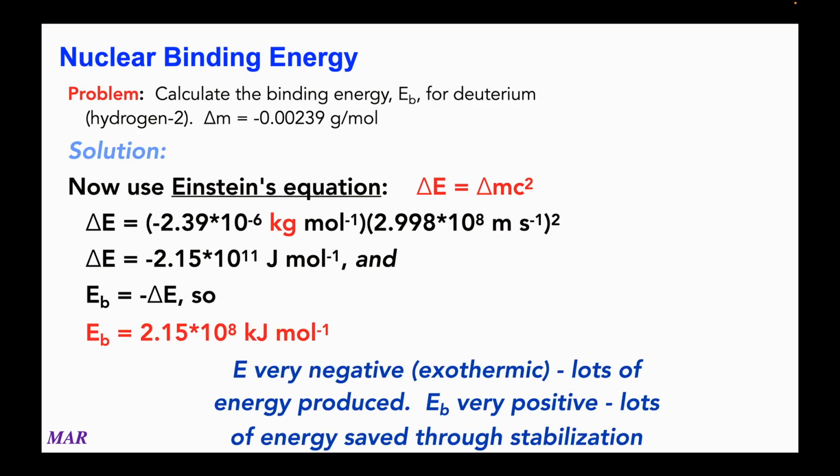The binding energy is defined as the opposite of the energy change. So basically, you want to turn that negative into a positive, and you end up in kilojoules with a value which is 2.15 times 10 to the 8th kilojoules per mole. And that's just a crazy amount of energy. While a lot of the other things we were looking at were, say, 10 to the 3rd kilojoules per mole, this is 10 to the 8th kilojoules per mole. With the positive version like that, they feel that's the energy saved through stabilization of the strong nuclear force. So it's a pretty massive effect. It's not just a minor effect, it's pretty big.